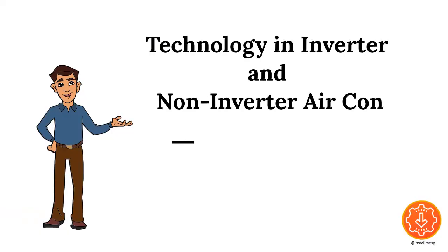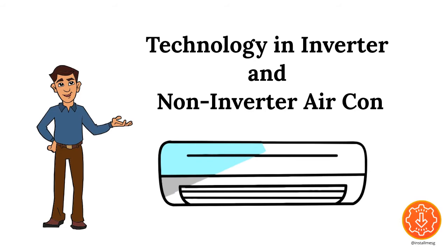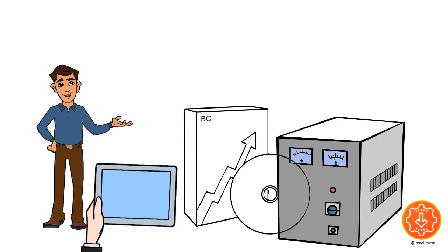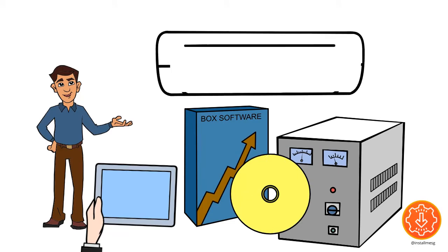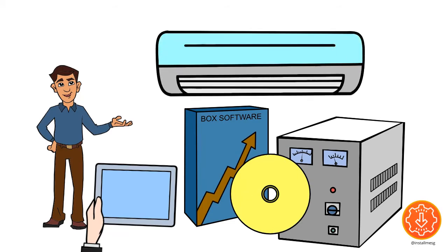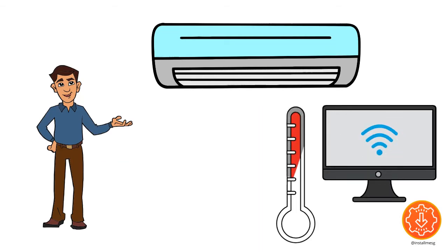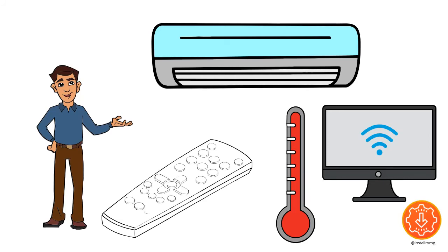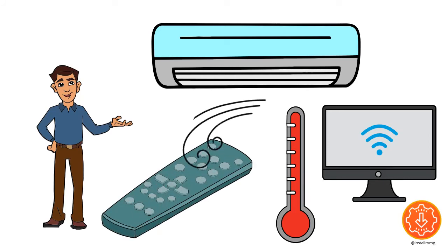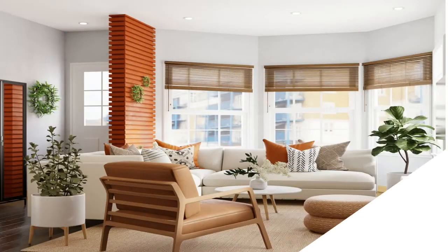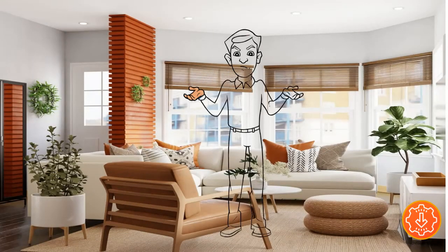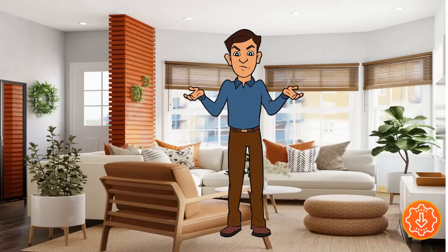Third, the technology in inverter and non-inverter aircon. Basically, an inverter is a smart device that can change the AC current to DC and also the other way round. The inverter can regulate the temperature and speed of the compressor's motor by adjusting the power supply. On the other hand, the non-inverter aircon works on a simpler level by adjusting the temperature when required. It has no control over the power supply, and its compressor has a fixed speed.